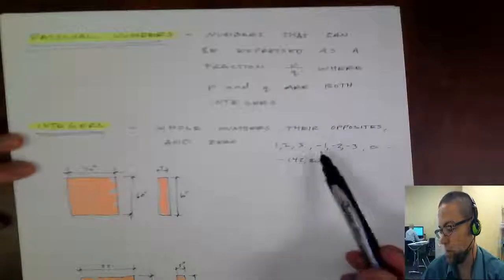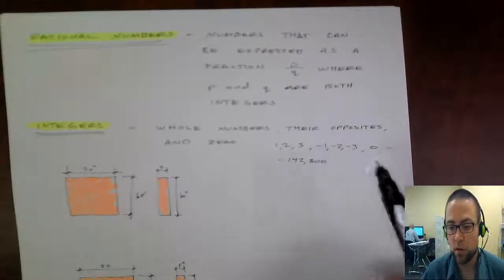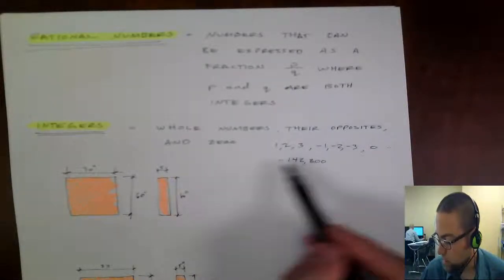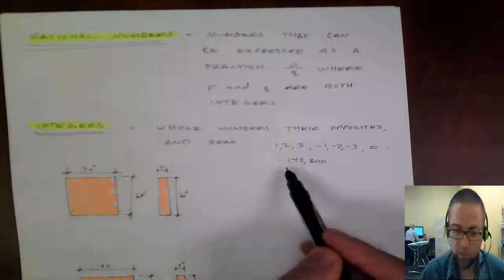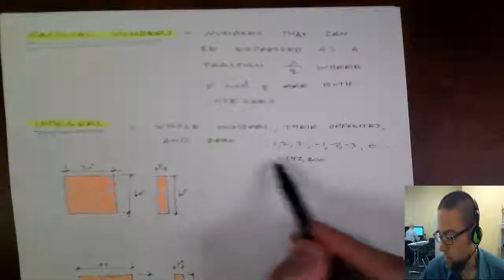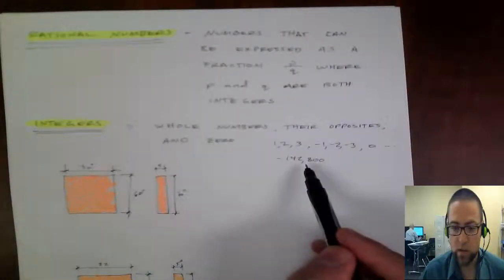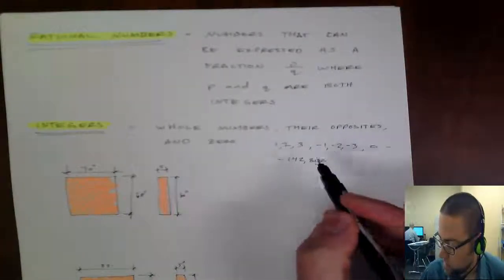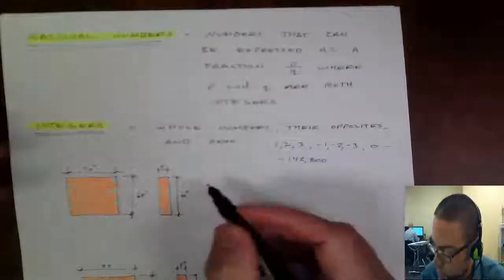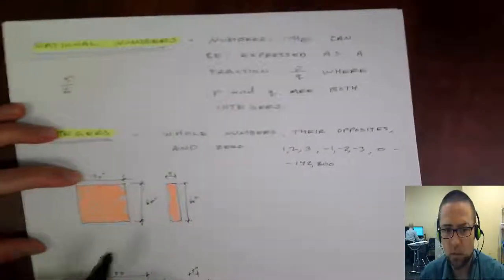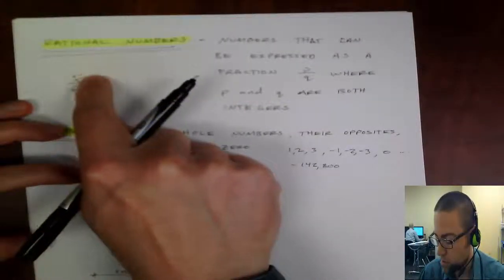Examples: 1, 2, 3, -1, -2, -3, 0. This is also an integer, negative 142,800. As long as it's a whole number or its opposite or zero, it's an integer. So examples of rational numbers would be like 5/6, right? This is a rational number, an integer over an integer.